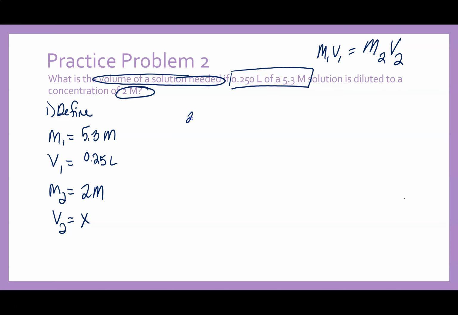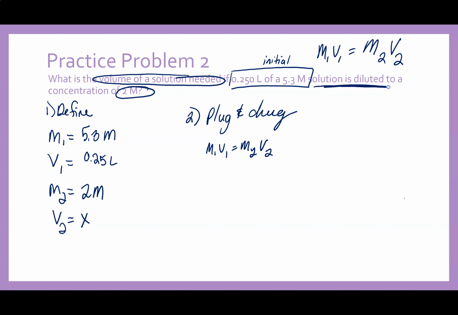Then I'm going to do my second step, which is to plug and chug. Now, I knew these were my initial values because they were right next to each other. That's just one way. And if you see that this solution is diluted, that's a good phrase to look for. Is diluted means that it's going to change volume, or change its composition. That means whatever comes after that is going to be our final information. Next, we're going to do the math on that.